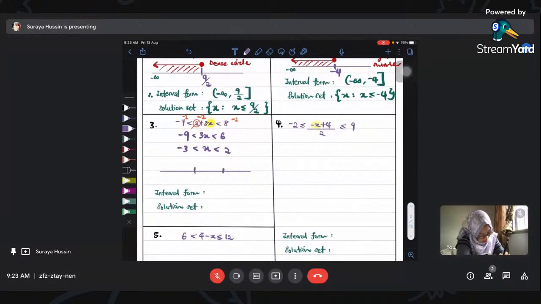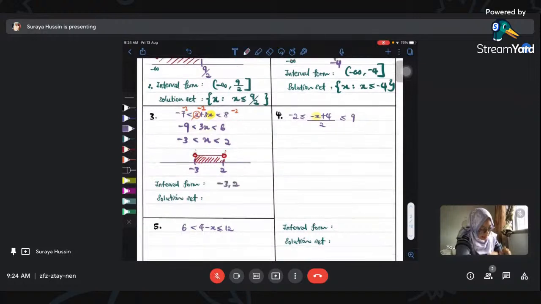Now I have two numbers, -3 and 2, but this time it is an empty circle because there is no equal sign. So there is no equal, which means -3 and 2 are not included, and when -3 and 2 are not included, we put an open bracket.